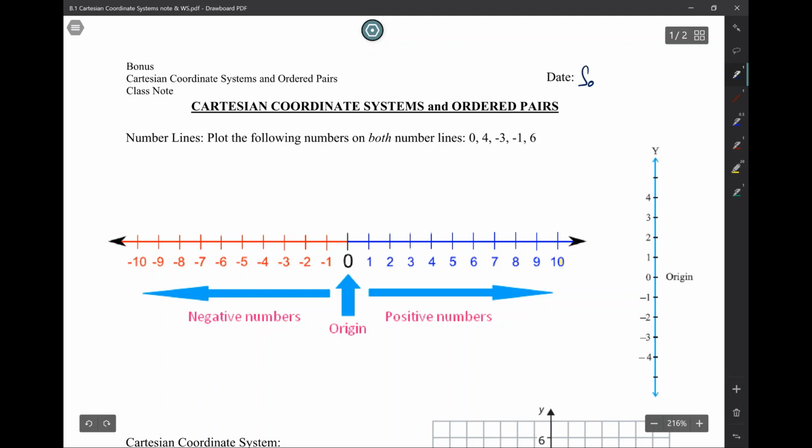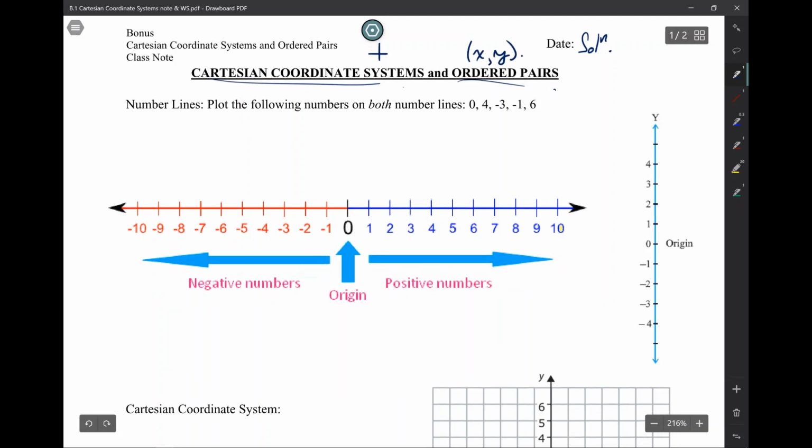Okay, so let's just talk for a little bit here about Cartesian coordinate systems and ordered pairs. Cartesian coordinate systems, it's a really long name for something that we've seen many times before. It's an x-axis and a y-axis. An ordered pair is an x-coordinate and a y-coordinate.